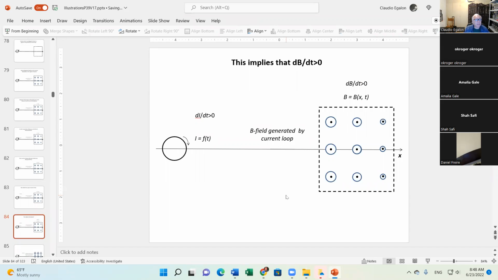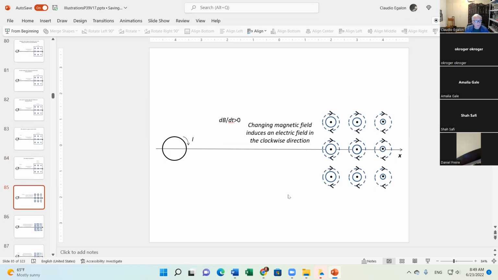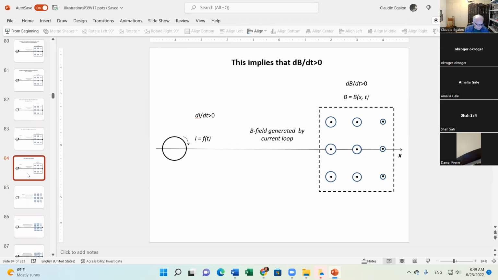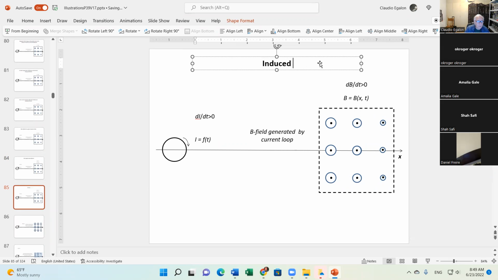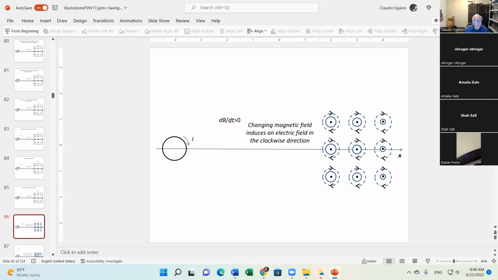And now, why do we need this piece of information? We need it to find out the direction of the induced electric fields. So here you go. The induced E field circulates around B, right? And that's what we have here in this next drawing.